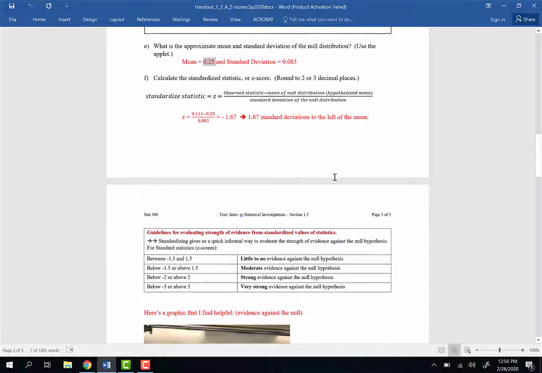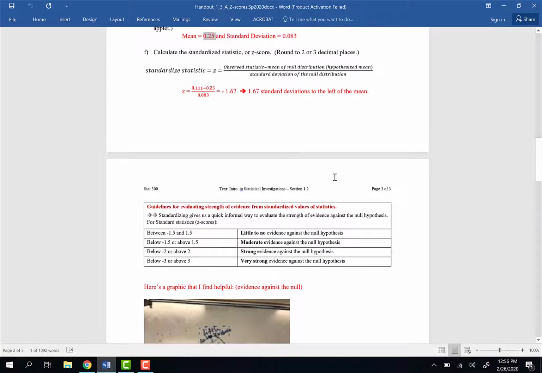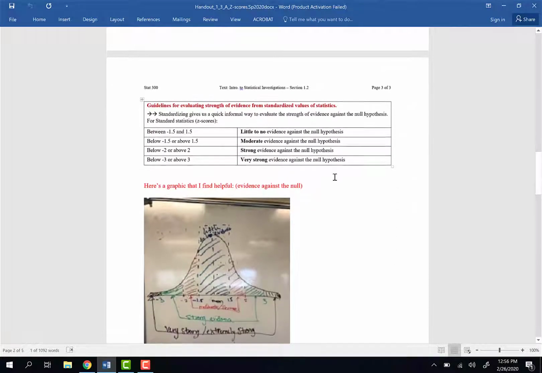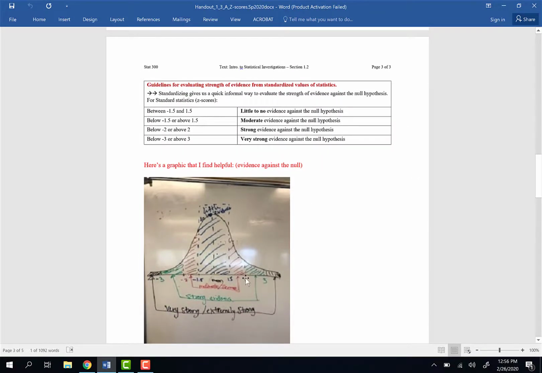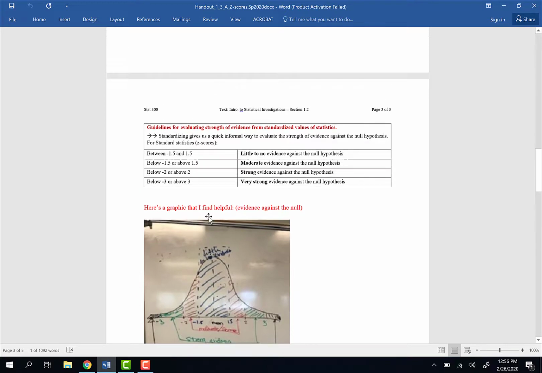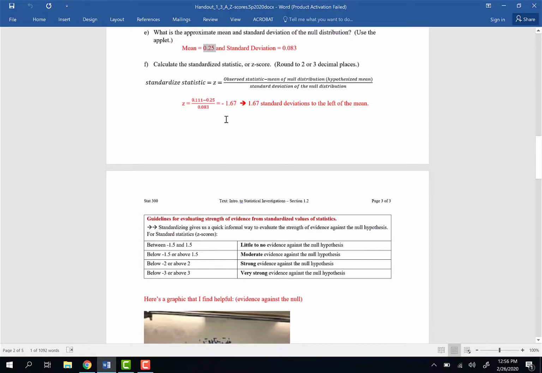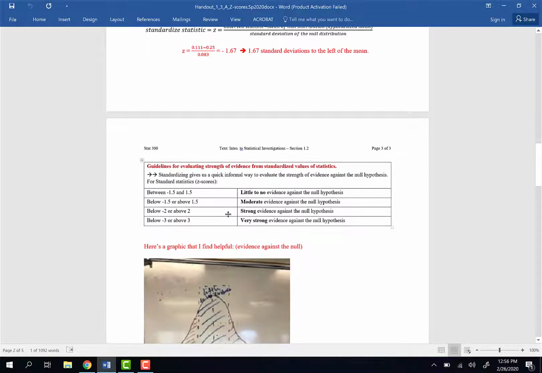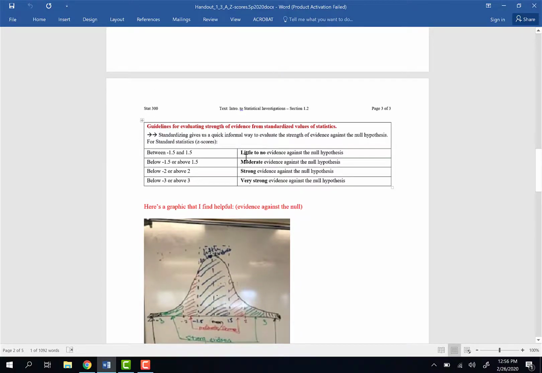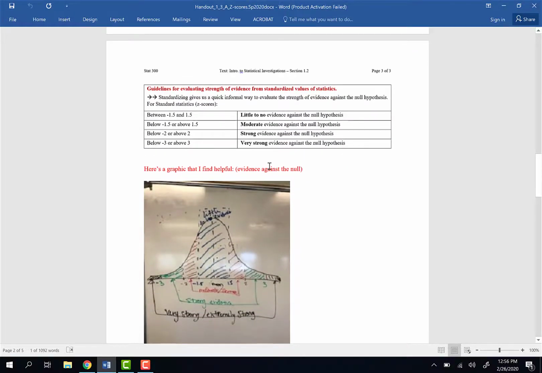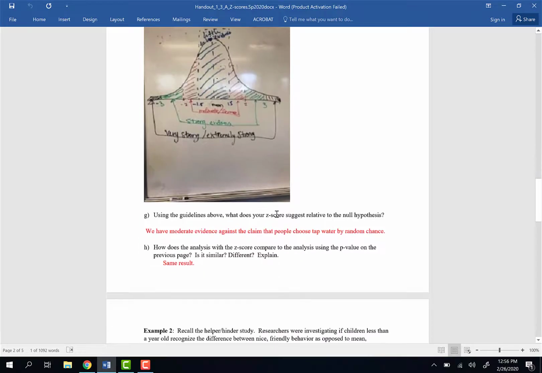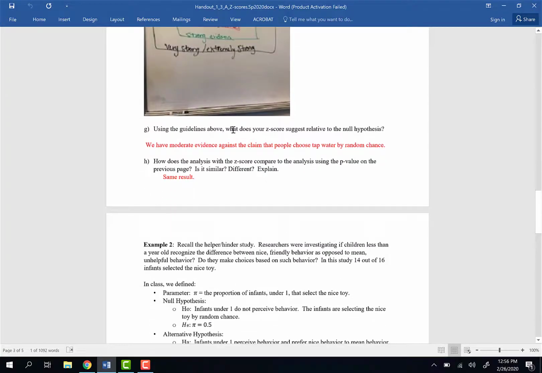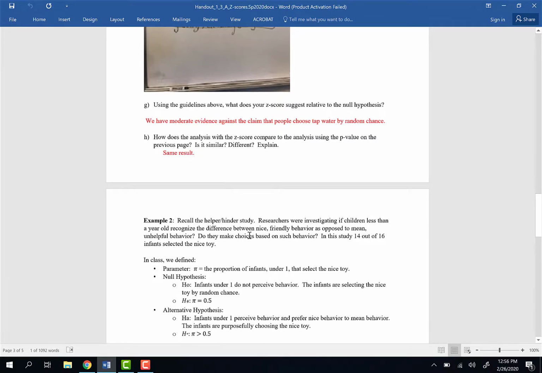So it's not enough to get us strong evidence. Remember, for strong or very strong, we have to be more than 2, either to the right or to the left. Here we're just at 1.67 to the left, so it's not quite strong evidence. So we have moderate. The p-value and z-score give us the exact same thing. So what kind of evidence do we have? We have moderate, which is the same result as with the p-value.